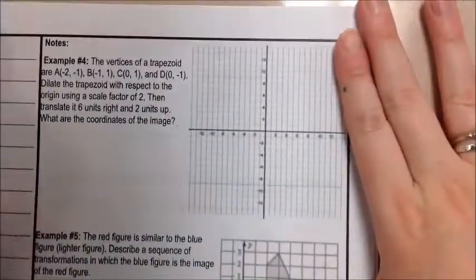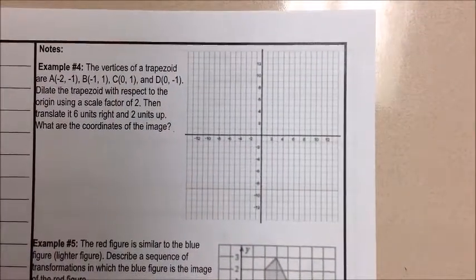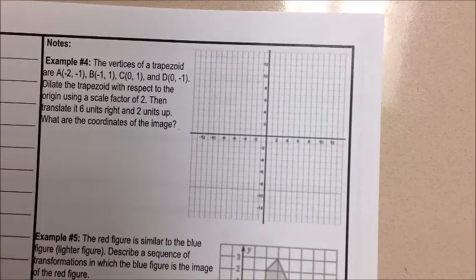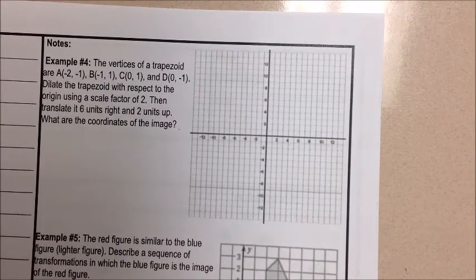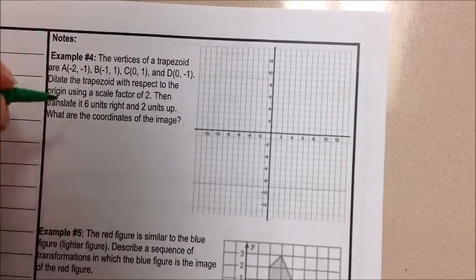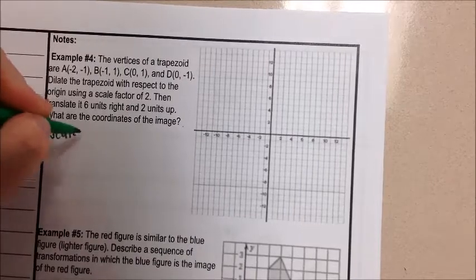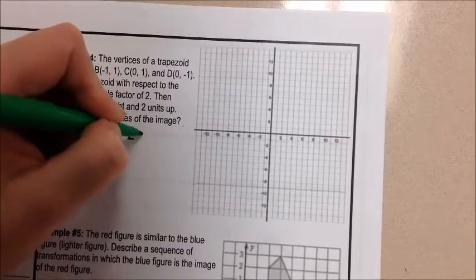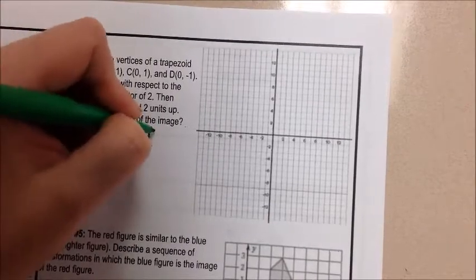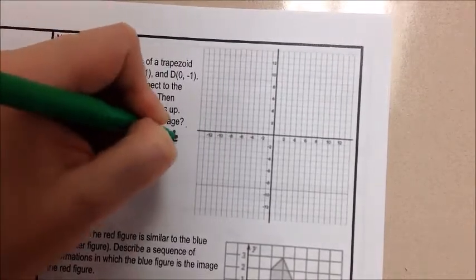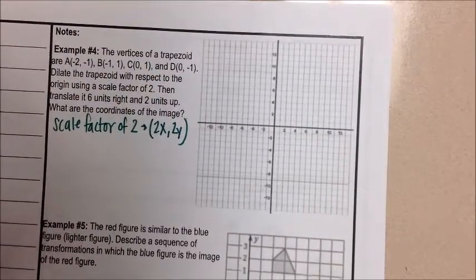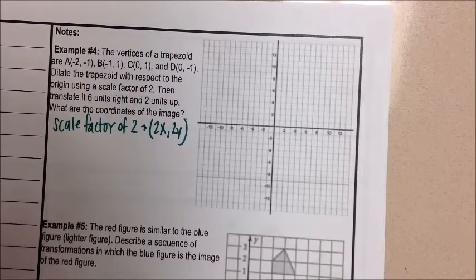Okay, example number 4. The vertices of a trapezoid are those. Dilate the trapezoid with respect to the origin using a scale factor of 2. Then translate it 6 units right and 2 units up. What are the coordinates of the image? So scale factor of 2, that means I have to do 2x and 2y. And then I'm going to translate it 6 units right and 2 units up.